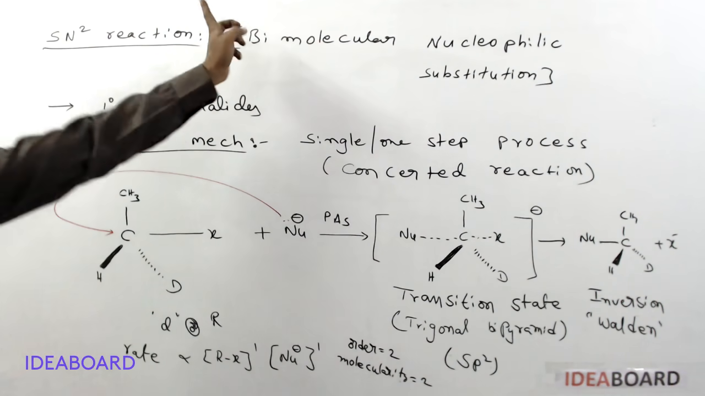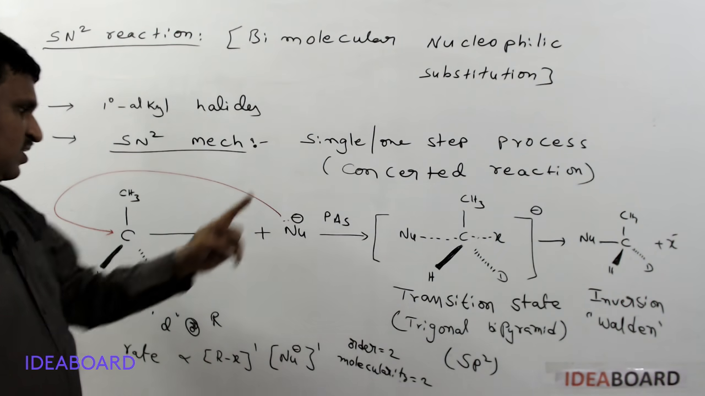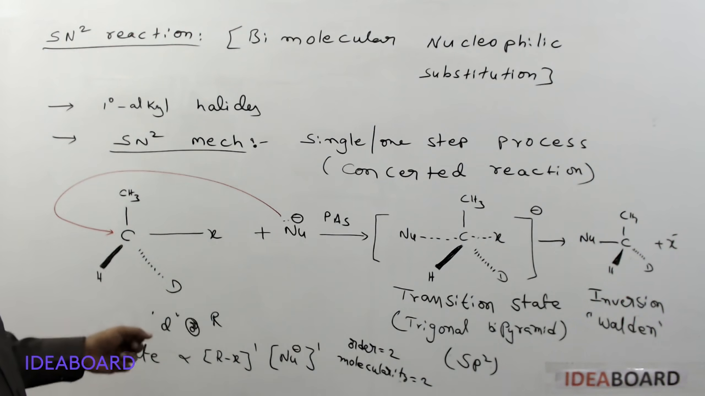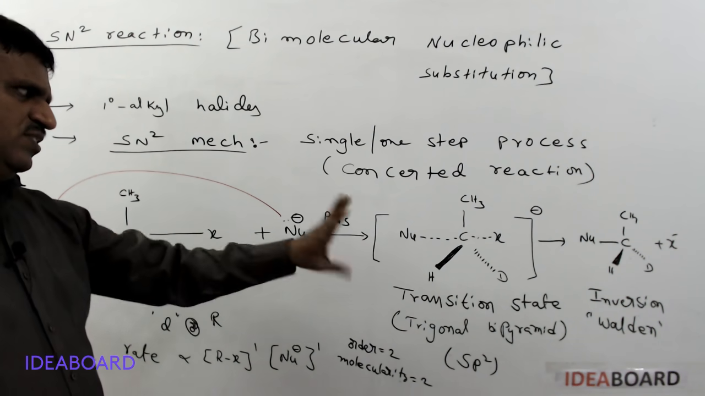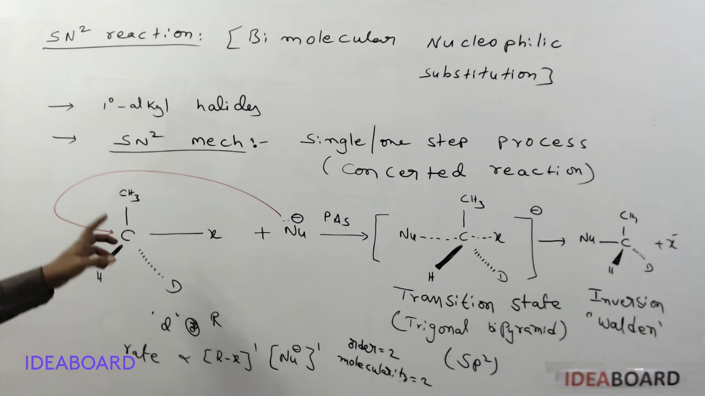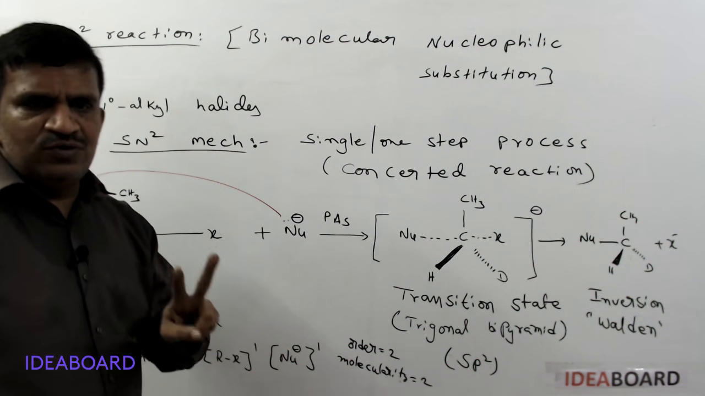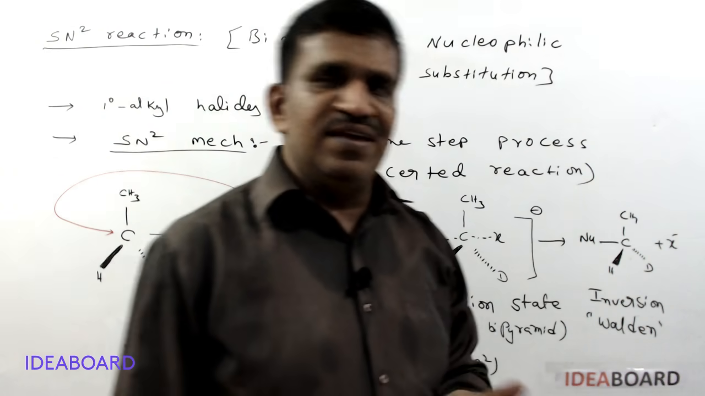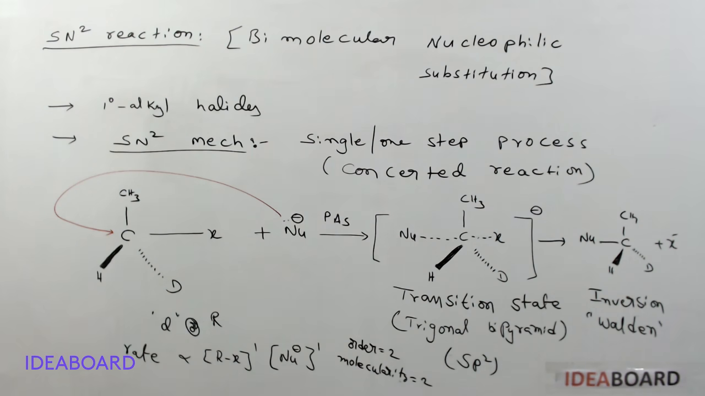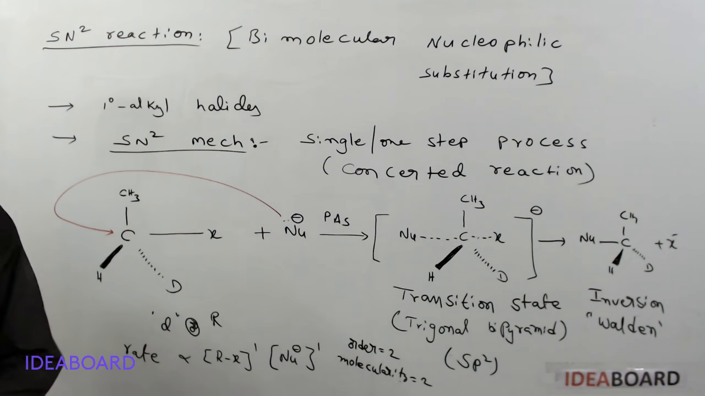Why is it bimolecular? Because it has two reactant molecules participating in the slow step or rate determining step. Here there is only one step. So in the single step, the alkyl halide and nucleophile, two reactant molecules, are participating in the step. So it is called a bimolecular nucleophilic substitution reaction.